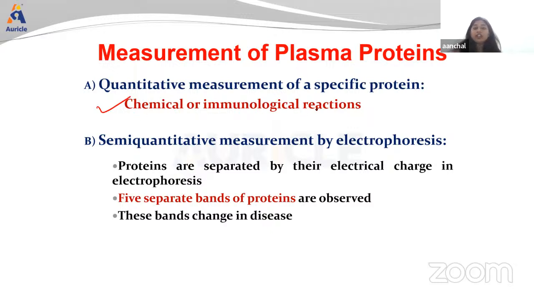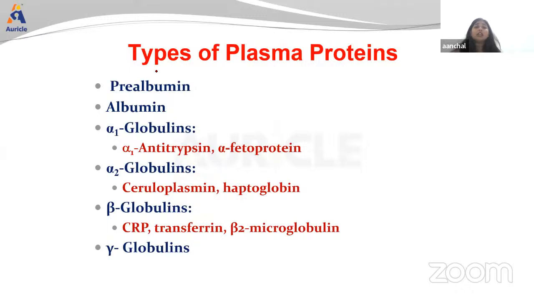For semi-quantitative measurement, we use electrophoresis, in which proteins are separated by their electrical charge, and 5 separate bands of protein like this will be observed. These bands change if any kind of disease is present inside the body. Now we have the types of protein. As we have discussed, for globulin we have several types.